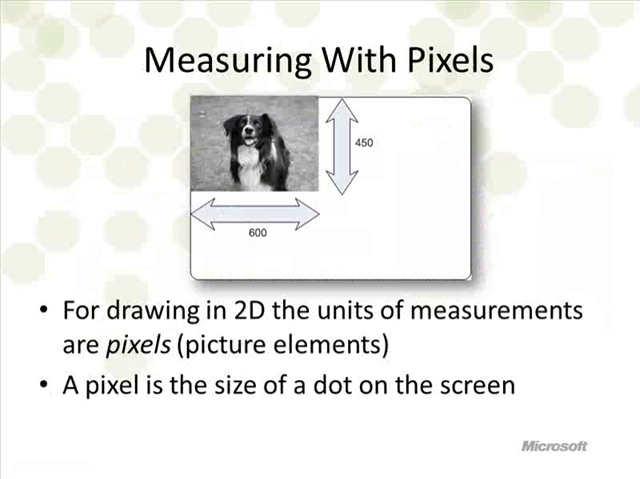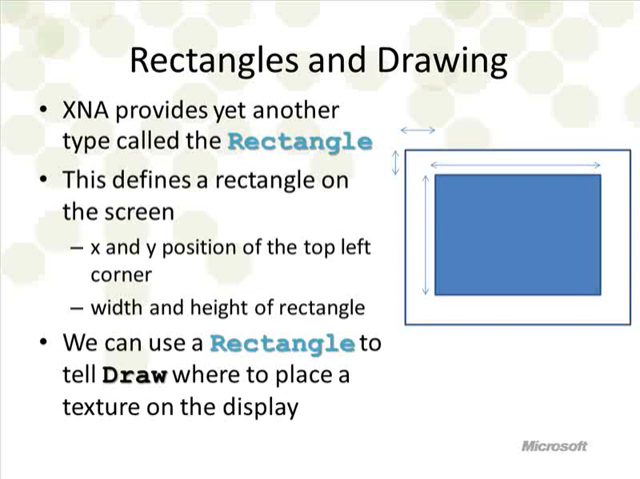As far as XNA is concerned, the units we're going to use to place things on the screen is the pixel, and a pixel is the size of a dot on the screen, as you might expect. So that's easy enough. To do this, another XNA type just came to the door.